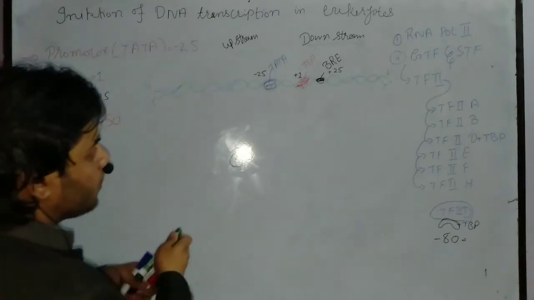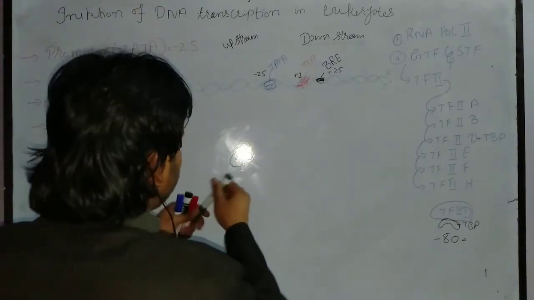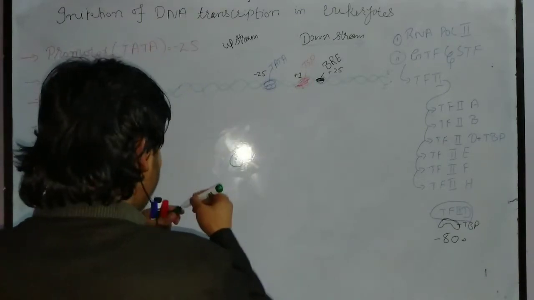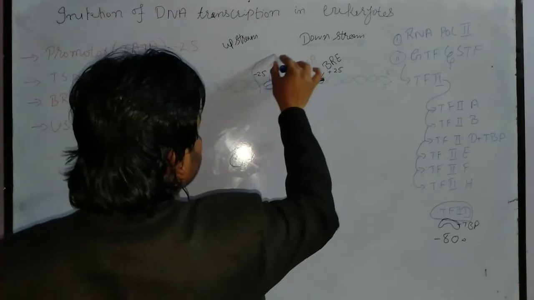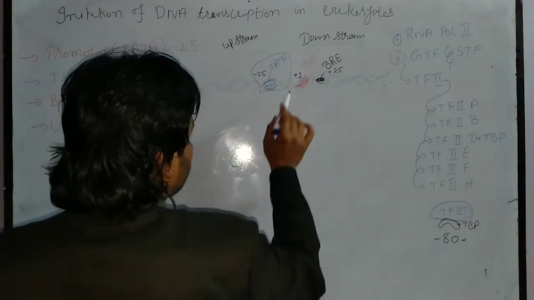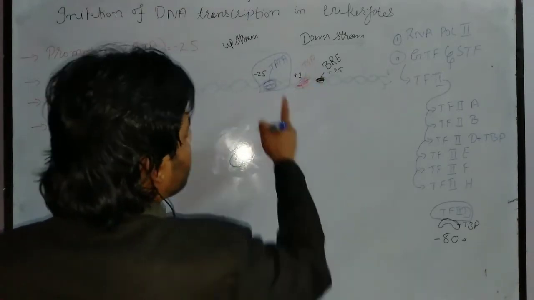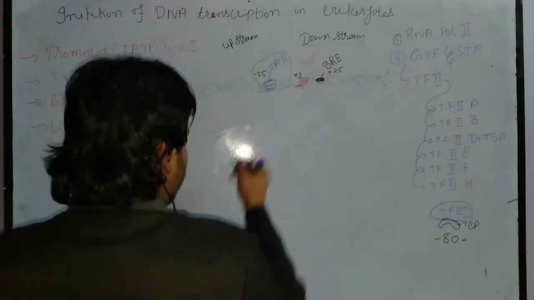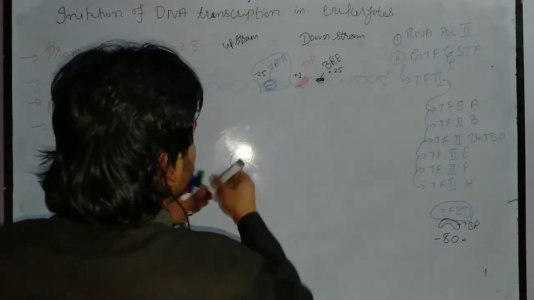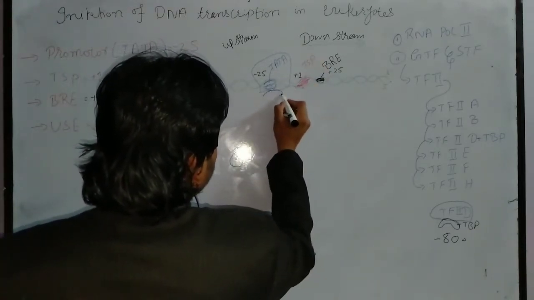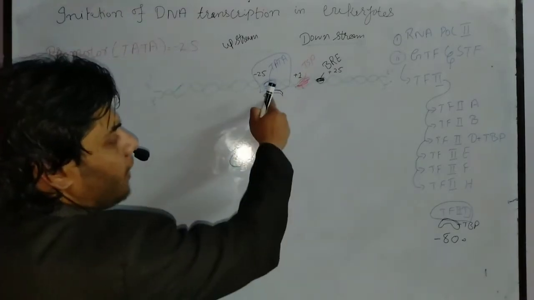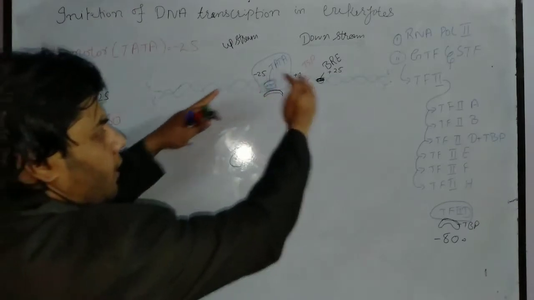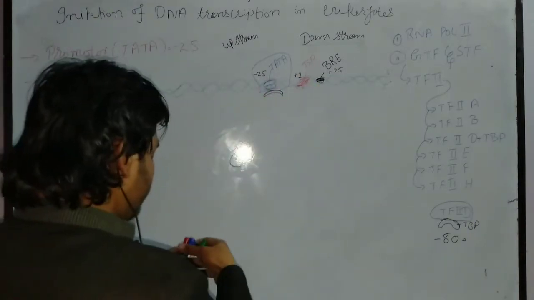So let's suppose this means. Let me draw here. This is the transcriptional factor 2D, and this is the TATA binding protein, and after that the DNA will be bent. So let me draw the DNA again here.